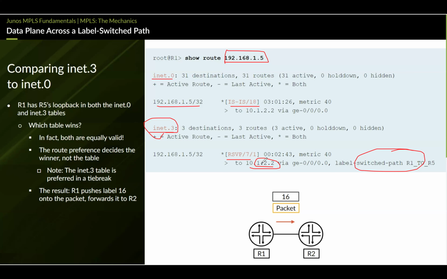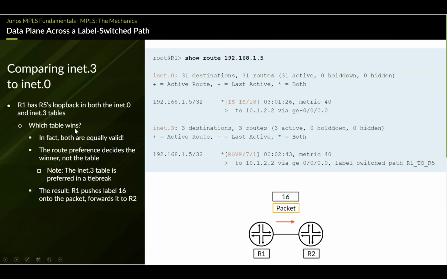This basically, the packet travels through the label switched path, and this INET.0 table is the normal IP routing table, IPv4 unicast. And see here, router 1 has the router 5 loopback in both the INET.0 and INET.3 tables. Router 5 loopback is in the INET.0 table, and also in the INET.3 table.